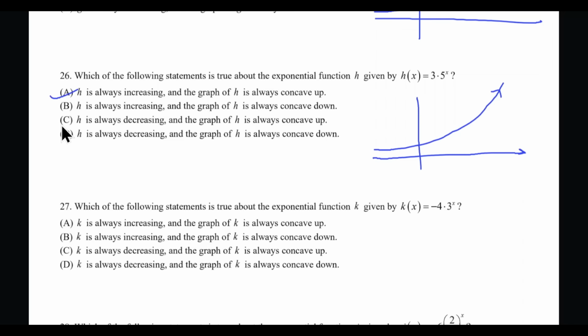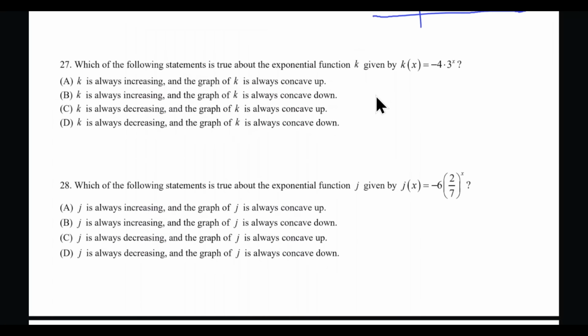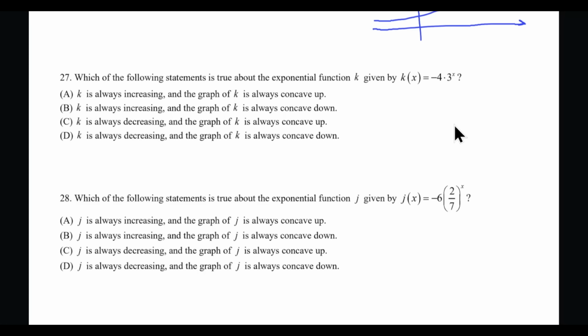Nothing has really changed. Okay, 27, it is negative this time, so it would have been an exponentially increasing function, but because of this negative, it is now reflected about the x-axis. So it is a decreasing function, of course, and it is also concave down because it is frowning in nature. So decreasing and concave down is option D.